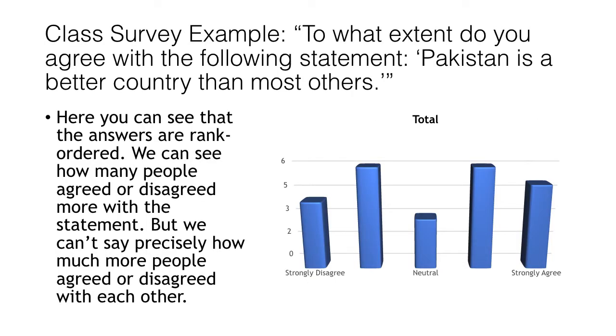So here's an example from the class survey I had you take. To what extent do you agree with the following statement? Pakistan is a better country than most others. Now, the distribution was fairly even, and we could say that some of you agreed or disagreed more than others with the statement, but we couldn't say with a degree of mathematical precision that some of you disagreed or agreed twice as much. All we could say is that you agreed more or less than another person. So this is an ordinal level variable that's quite common in survey questions.